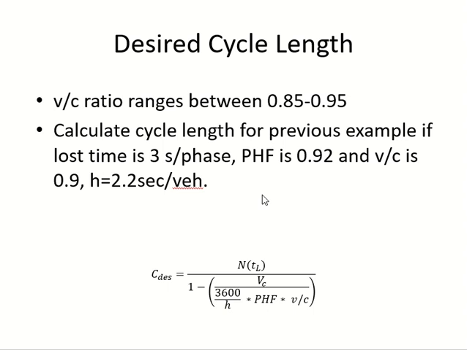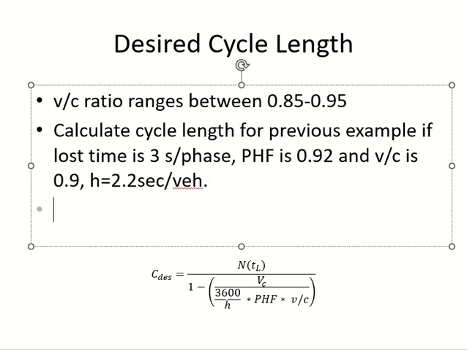How much now? 4 multiplied by 3. 4 is the number of phases. TL is the last time, 3. How much now? 63.7. Okay, my cycle length is 63.7 and we can round it up.